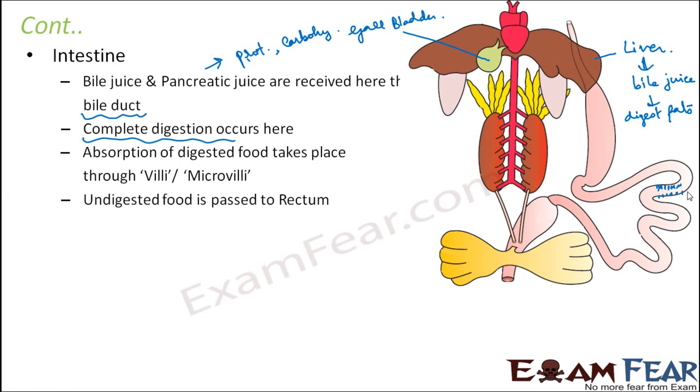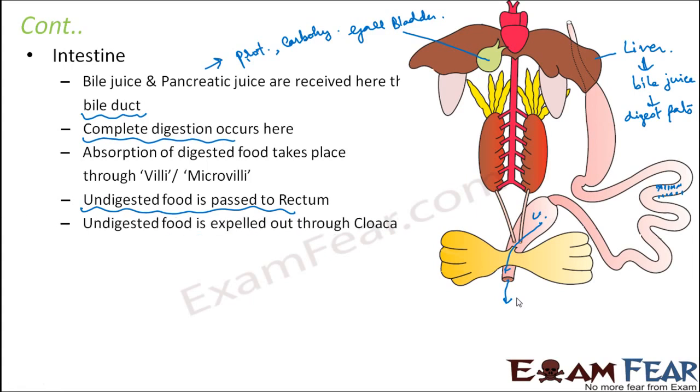And what happens to the undigested food? Not the entire food gets digested. Some portion remains undigested, and that undigested food is passed to the rectum. So the undigested food will come here, and then it will be thrown out through the cloaca. The cloaca is something like how we have the anus, which helps in excreting the food material to the outside. So undigested food is expelled out through the cloaca or the cloacal opening.